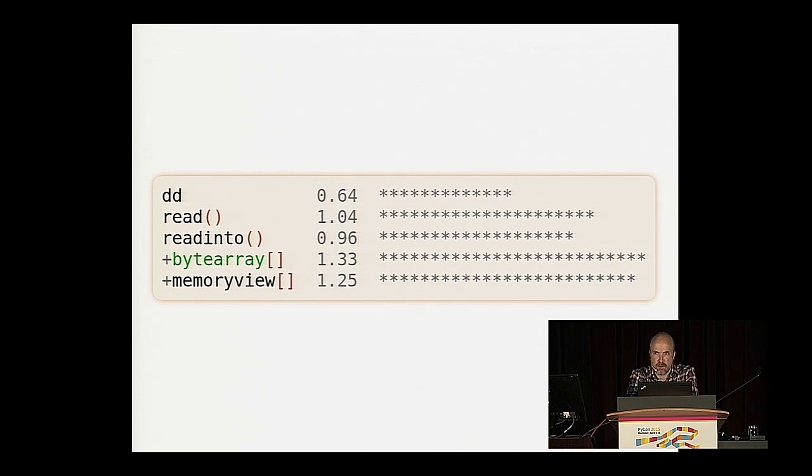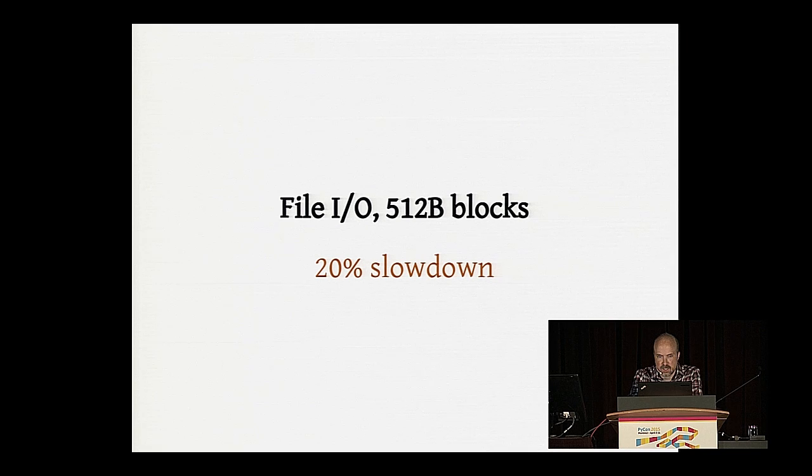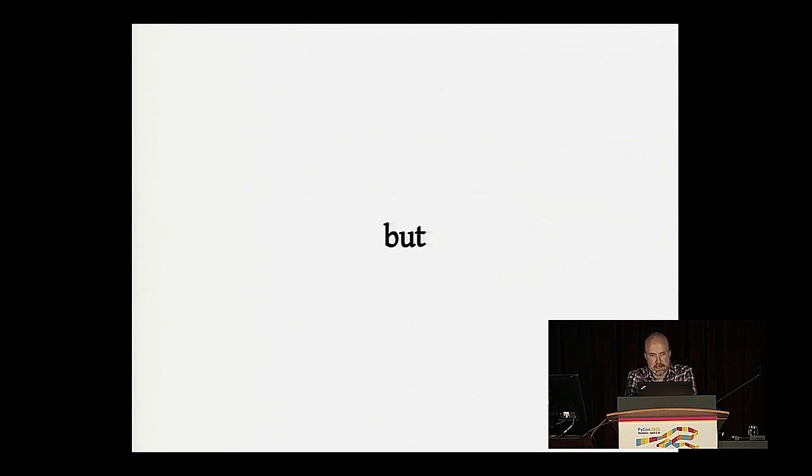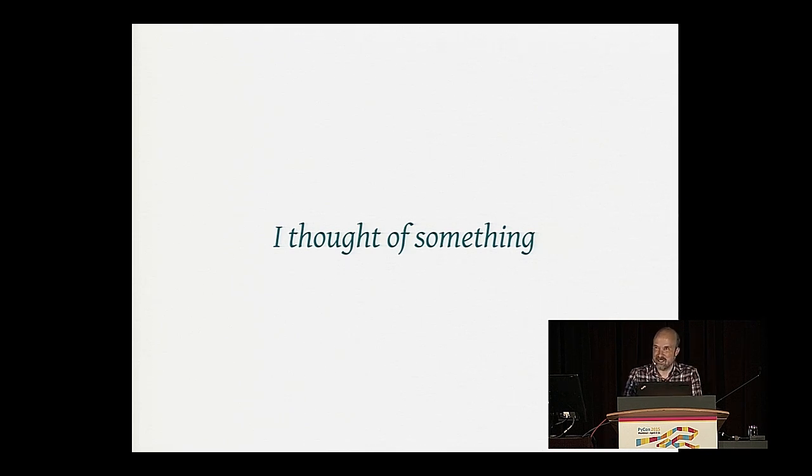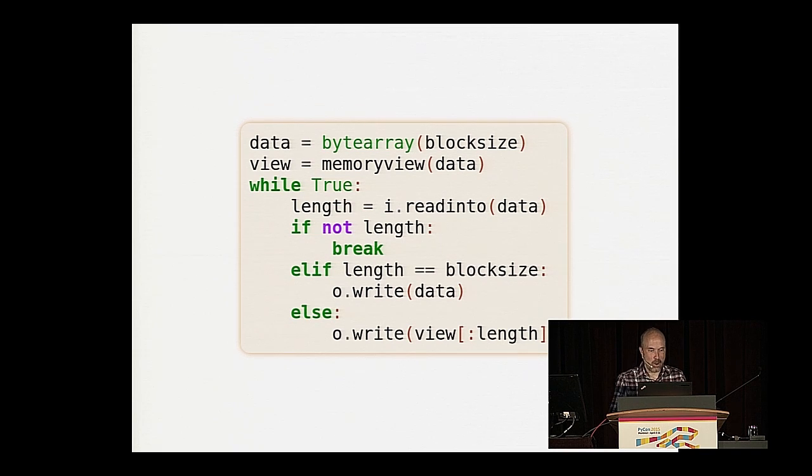I was sad for the byte array at this point in my talk, so I stared at the example. 20% slowdown for a small block size. But then I thought of something. What if we don't always slice? Because when reading from a file, different from a network, when reading from a file, the normal case is that unless you're at the very end of the file, you're going to get as much as you ask for. Ask for 128K, you're going to get it.